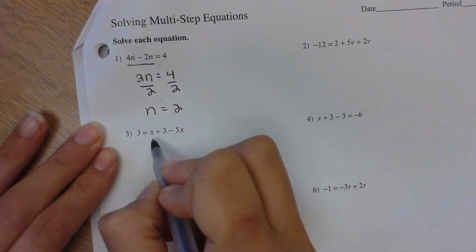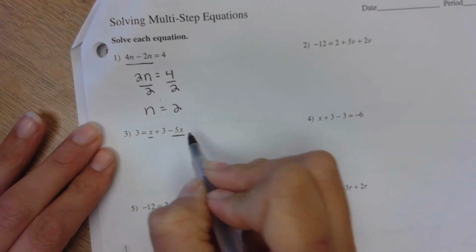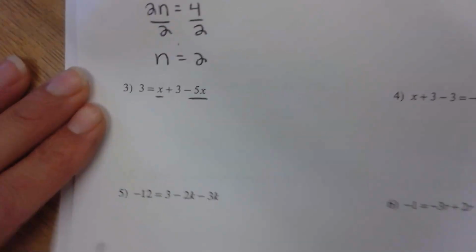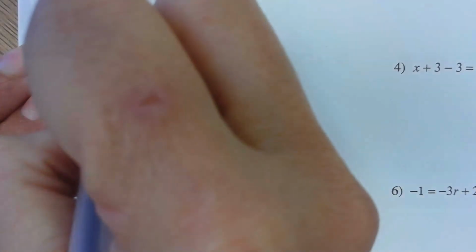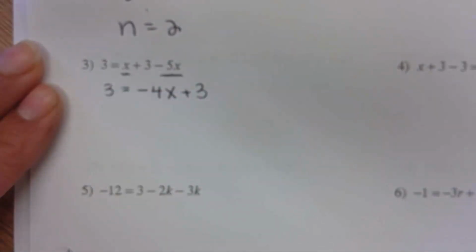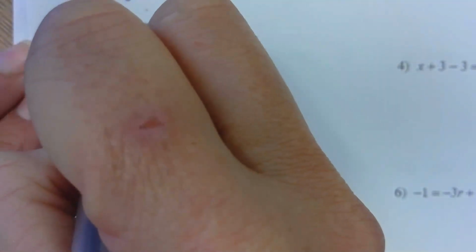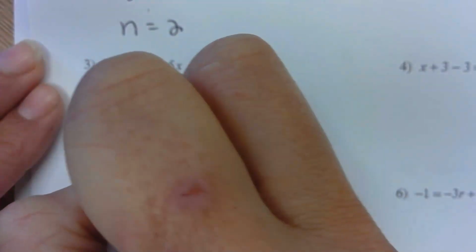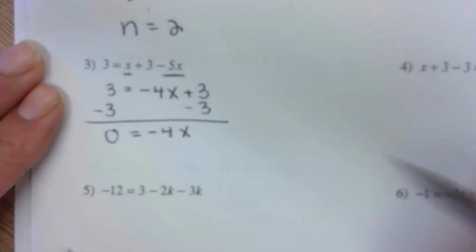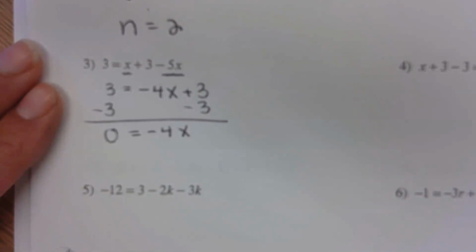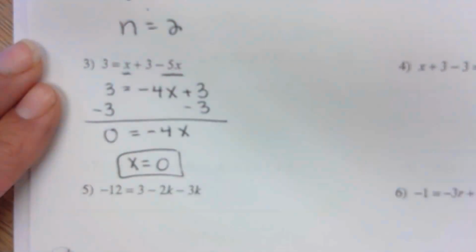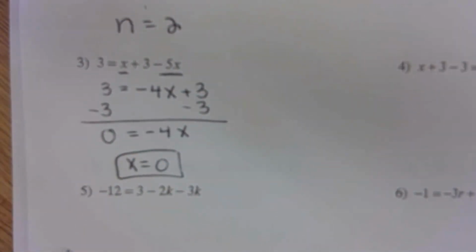And number 3, you wanted to combine like terms on the same side of the equal sign to start. So you have 3 equals x minus 5x, which is -4x, plus 3. Subtract 3 from both sides. So you get 0 equals -4x. And therefore x had to equal 0, because the only thing times a number to equal 0 is 0.